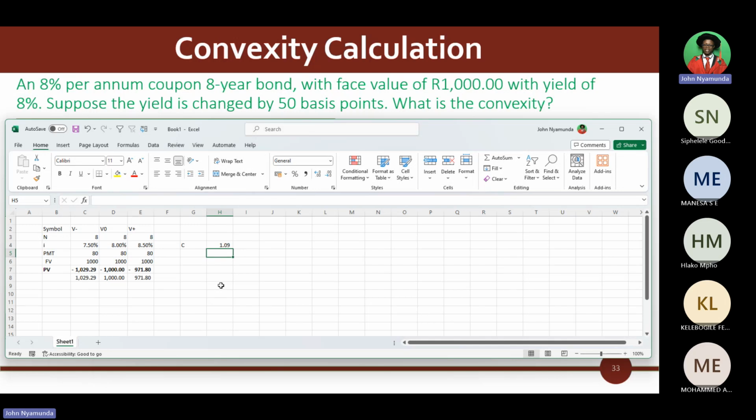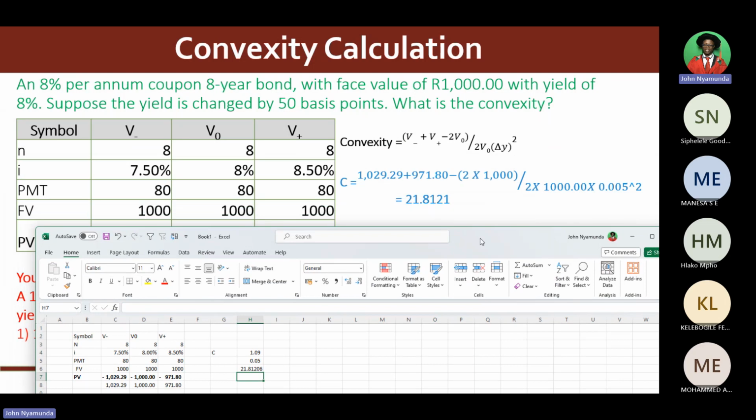So the denominator we said is 2 times 1,000, which is that one, times the change in yield, 0.005, squared. Then we say equals that divided by that. Any questions, ladies and gentlemen? That's the same answer we got.